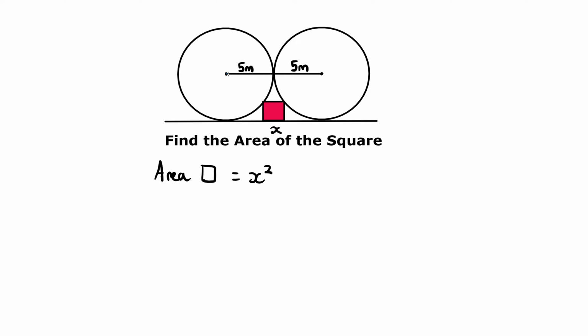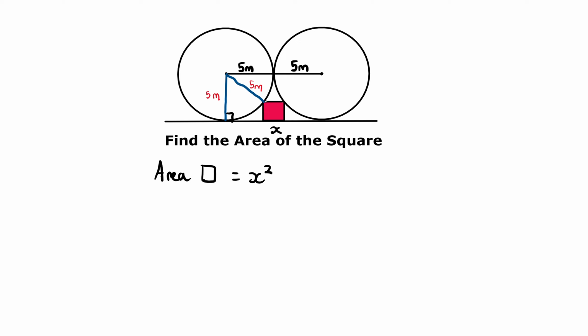Now I'm going to construct a line from the center of this left circle to the top left corner of the square. And I'm also going to construct a vertical line down from the same point, so we get this angle to be 90 degrees. Now, since these two lines are both radii, we know that they're both 5 meters long.